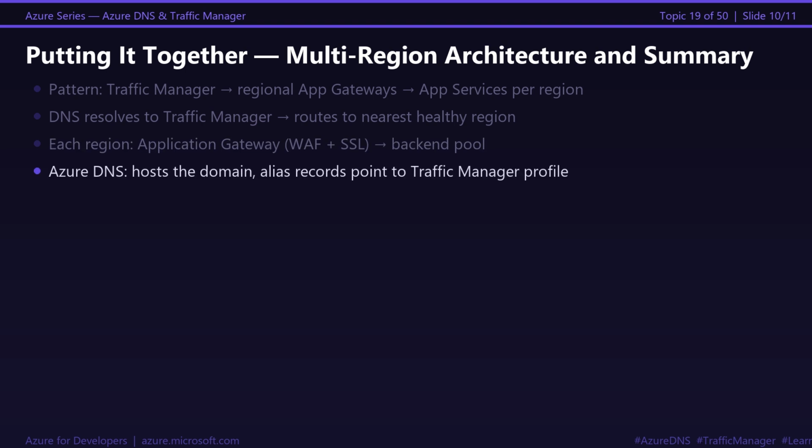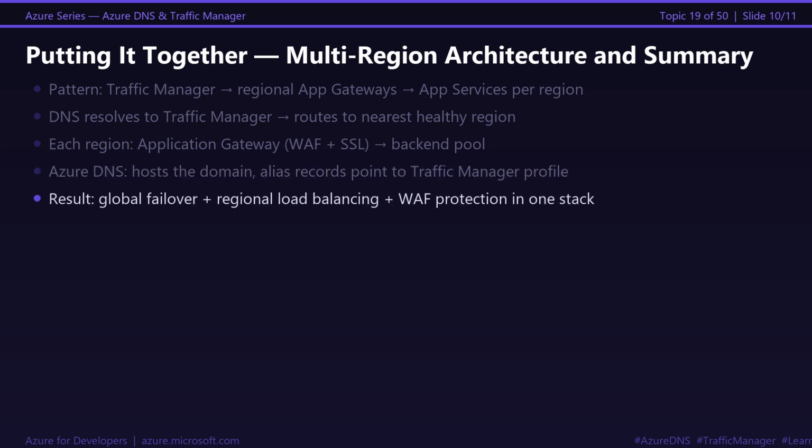Azure DNS for hosting. Traffic Manager for global routing. Application Gateway for regional load balancing. Each layer has a clear job. Together they give you global availability. That is Azure DNS and Traffic Manager.